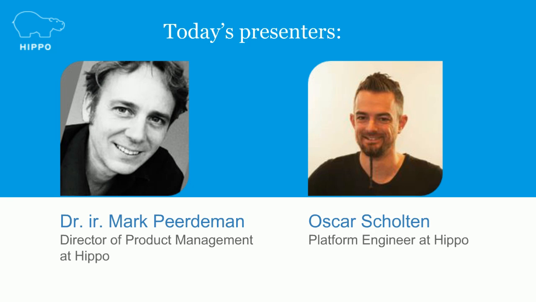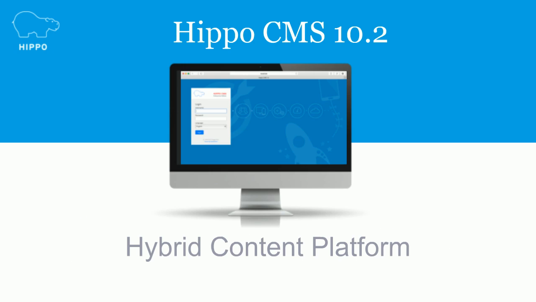Yeah, Eva, thank you very much for the great introduction. I will kick off today with a quick overview of what we call the hybrid content platform. A few months ago, we released our latest version, Hippo CMS 10.2, and one of the new features that we had was the new Content REST API. And that's what we'll talk about today, this new Content REST API.